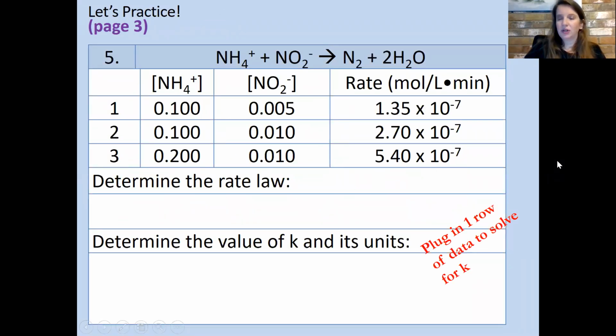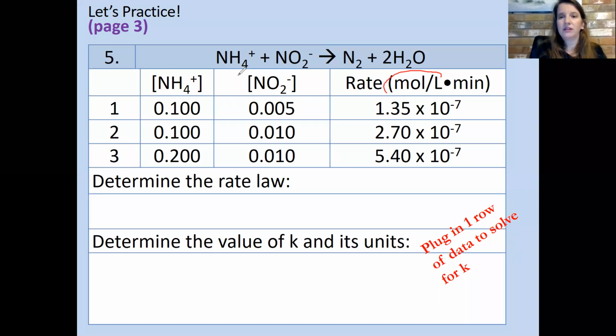All right, so this time we're going to also go over how to figure out the value of K. Before we start that, though, what I want to do is point out the units for rate. The units for rate is moles over liters times minutes. That time can change depending on what kind of trials you're running. But moles over liters represents concentration, molarity. That's how we calculated molarity. So that's why it's moles over liters times minute. That's going to be important when we're determining the value of K, or the units of K rather.